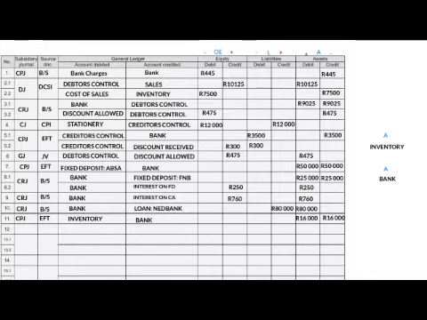You are taking money out of your bank account. Your bank will have a negative effect of 900 Rand. To purchase inventory, so inventory will increase with 900 Rand. So let's go put this onto our answer sheet.